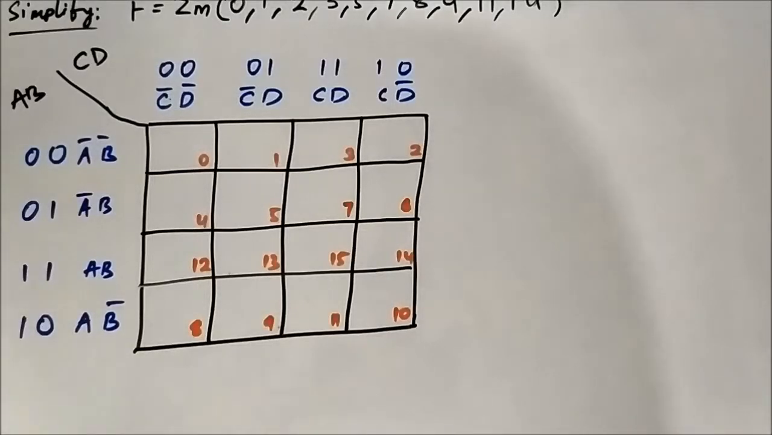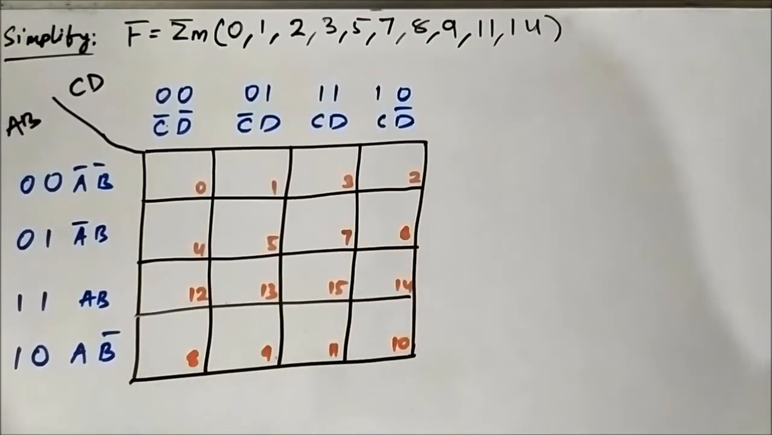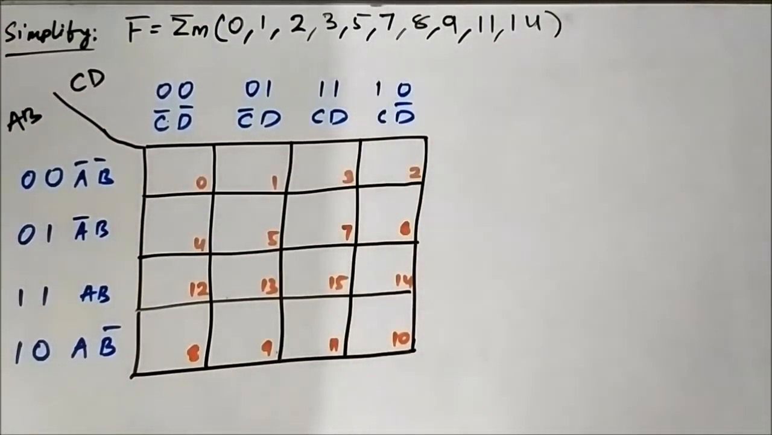So this is the seventh question related to SOP K-map Boolean simplification. So we have this expression given and we have to simplify the given Boolean expression in terms of min terms. The min term values are 0, 1, 2, 3, 5, 7, 8, 9, 11 and 14. So directly we will map them.